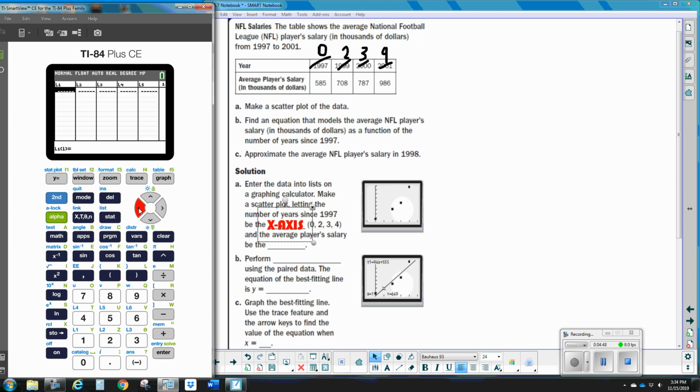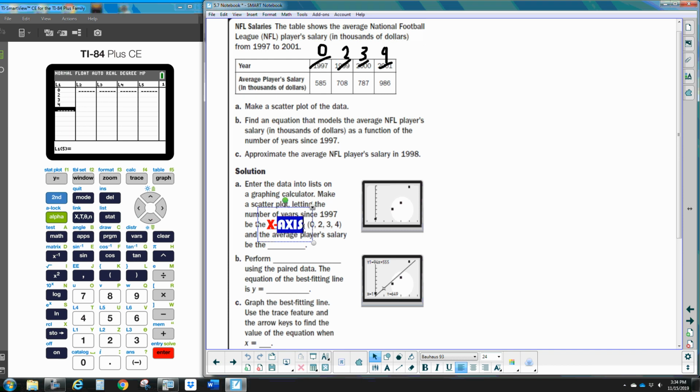So now I have nothing in my list. So I can go ahead and put these data points in for my x values. I can just type in 0, 2, 3, and 4. Okay, those are my x values. And now my average player salary, those are going to be my y values. Oops, I have x-axes here. This should be x values.